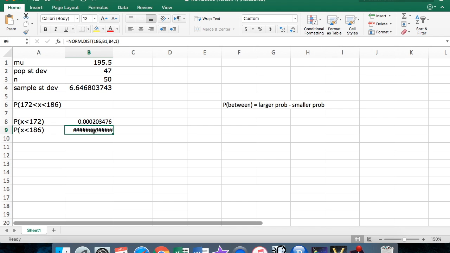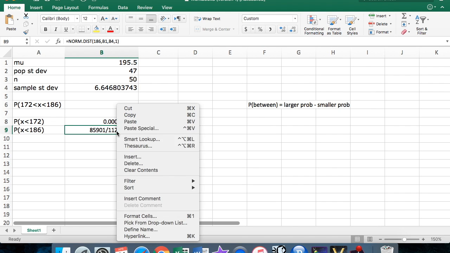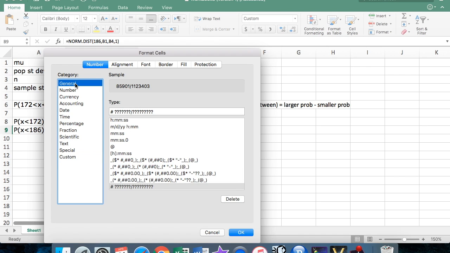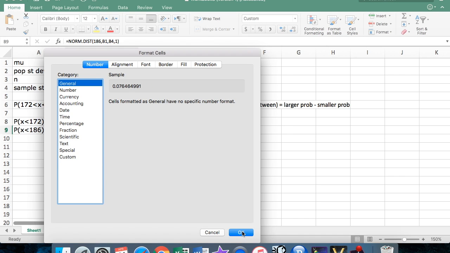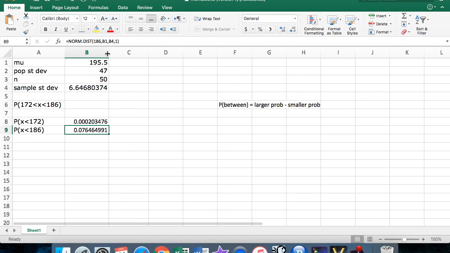So what you have to do if you see this is either start making the column larger, and then you're like, oh crap, it's still in a fraction. So right click, go to Format Cells, and change it back to General. Okay, and there we go. It's in a nice little form again. So this one's the bigger one, right? 7-ish percent, and this guy's not even a full percent.